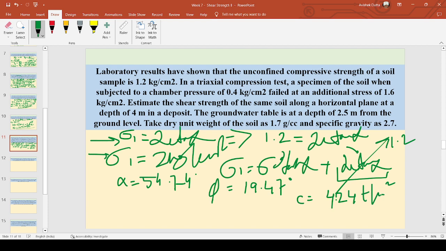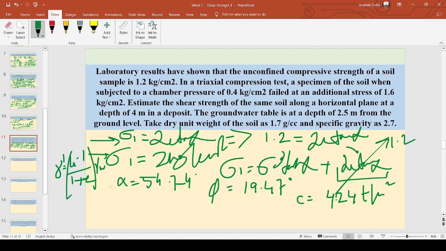Now, since it has been said that there is a water table at a depth of 2.5 meter, at a depth of 4 meter, the first 2.5 meter will be dry and the next 1.5 meter will be submerged unit weight. So, if you want to find out the value of submerged unit weight, you can use a formula, that is gamma submerged equals (G minus 1) by (1 plus e) times gamma W. Now G, the value of G is I think given, yes, 2.7, 1 plus e. Now how to find out the value of e? You can find out the value of e.